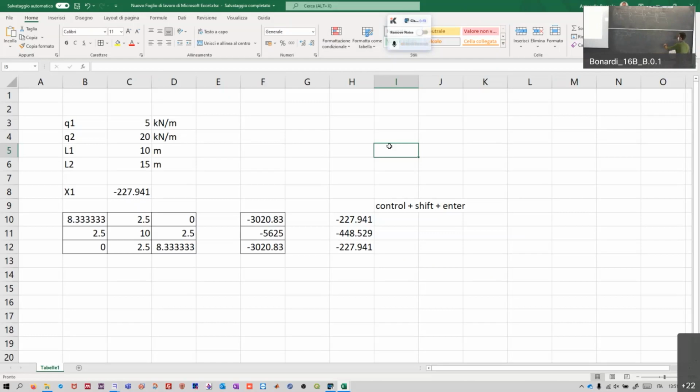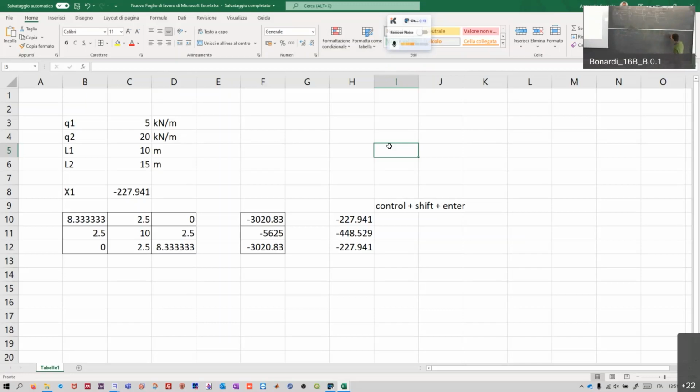Now, the shear force is not constant, but depends on X. So, at the axis equal to 0, this is multiplied times 0 and disappears. The shear force is equal to the reaction. That's what we expected at the very beginning of the structure.